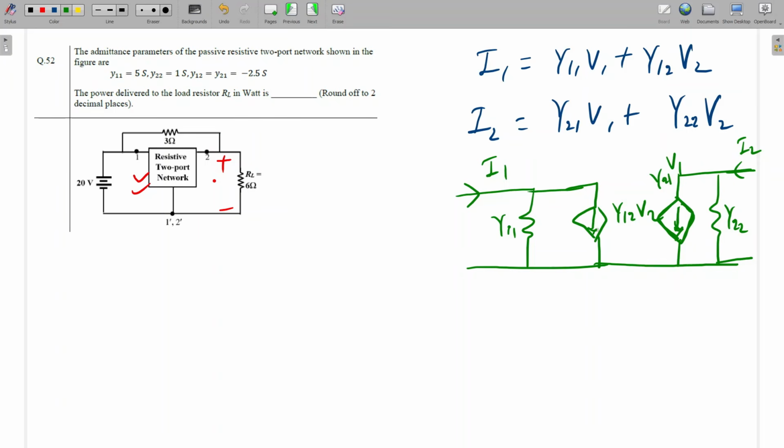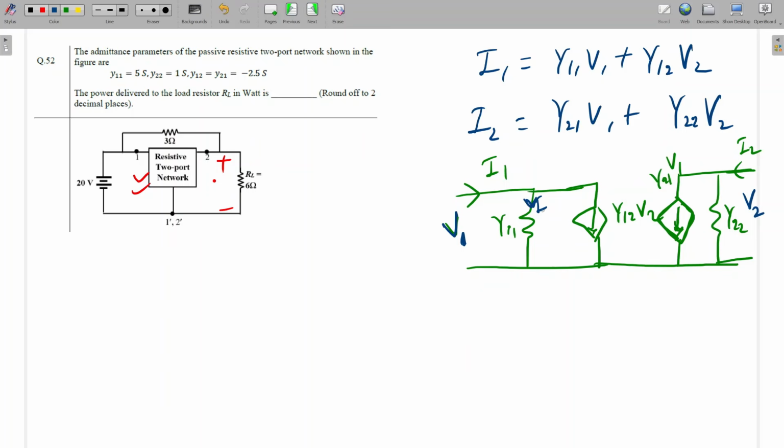So same circuit. Y means admittance. So this is V1 voltage. I will explain how I have drawn this circuit. Let's say this is V1 voltage, this is V2 voltage. So here what will be the current? Current is equal to voltage into admittance. So this will be Y11 into V1.